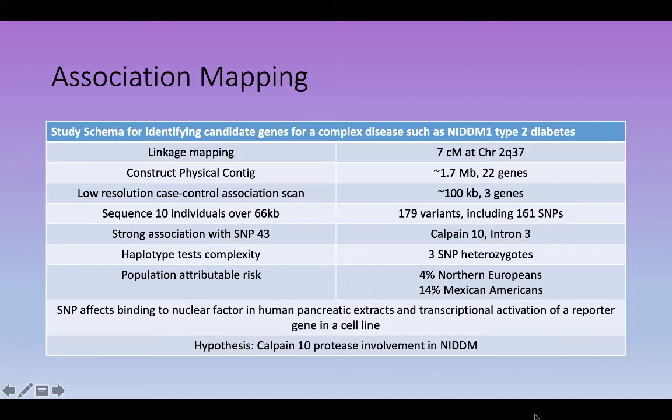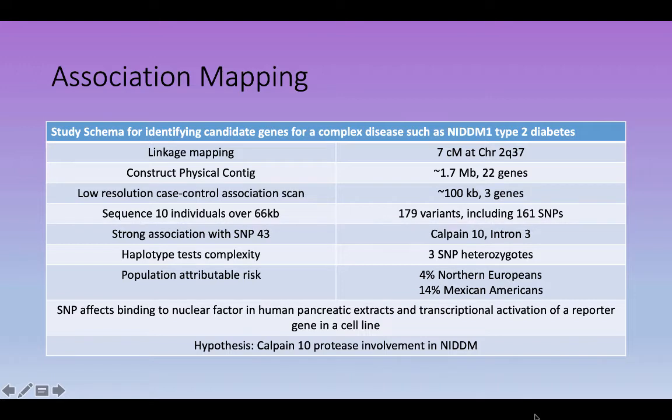Again, we can look at haplotype tests of complexity. We can try to find which haplotypes are associated with this complex disease. We can do some tests by geographical populations. How frequently do we observe this disease in Northern Europeans and Mexican Americans? Do we see the same? Do we see differences? That might tell us something about their genetic background and how that might affect our outcomes.